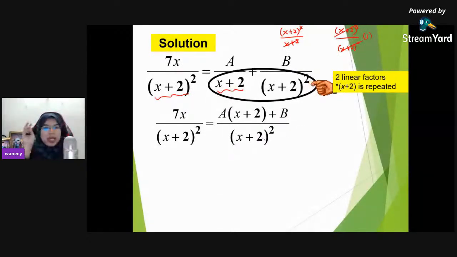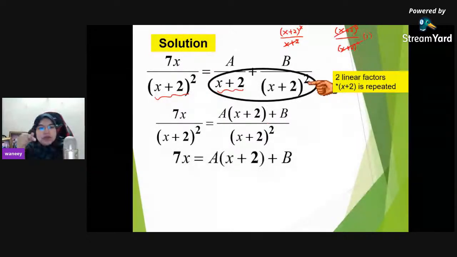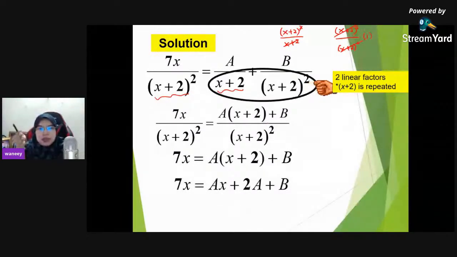Okay, so now that is the second step. Now the third step, we are having the same denominator now. So do make sure to compare your numerator. So 7x is equal to A(x plus 2) plus B. So that is the third step. So first step, buka dulu. Second step, make sure you have a common denominator. Third step, you need to compare your numerator. And then for the fourth step, you can choose either to use substitution or comparing coefficient, either one. Okay, so for this one, let us try to use comparing coefficient.